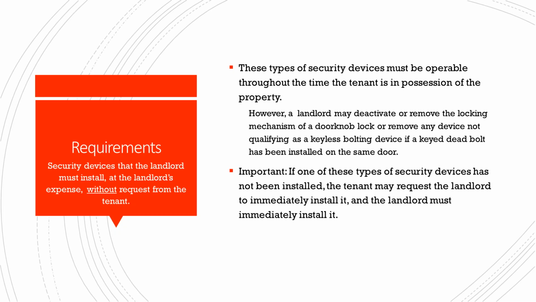These Category 1 security devices have to be operable throughout the time the tenant is in possession. However, there is, of course, a slight exception to that. A landlord can deactivate or remove the locking mechanism of a doorknob lock or remove any device not qualifying as a keyless bolting device if a keyed deadbolt has been installed on the same door. It's important to note, if one of these security devices is missing, not installed, the tenant can request the landlord to immediately install it, and the landlord must actually immediately install it.